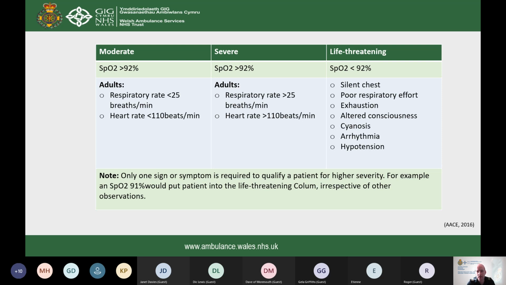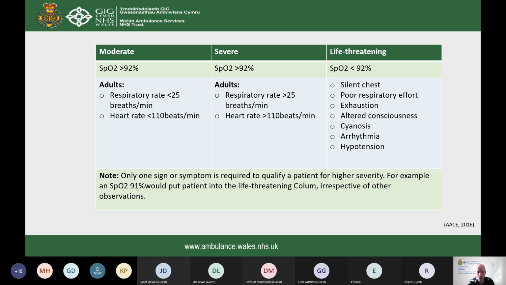Life-threatening is SpO2 below 92, and this is where, if they've got a silent chest, they've got no air movement, their airways are constricted so they can't get any air in or out, that's a really bad sign. Poor respiratory effort, if they tell you they're exhausted, it is a danger sign, a red flag for you. If they're getting confused, if they're cyanotic, hypotension, arrhythmias, you probably wouldn't see, but if they're saying they've got chest pain, then it is life-threatening.